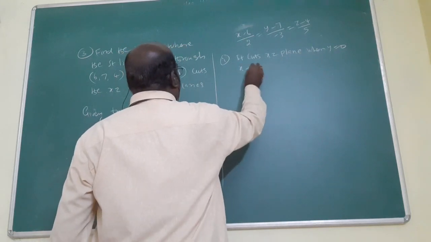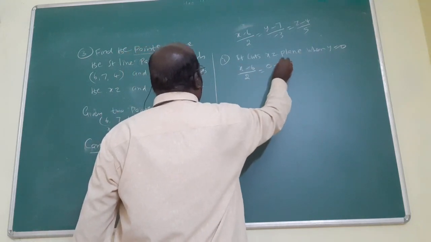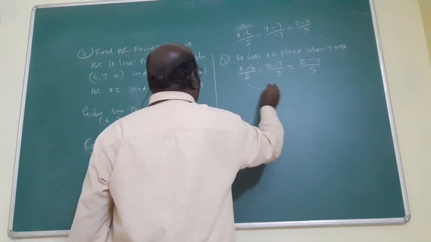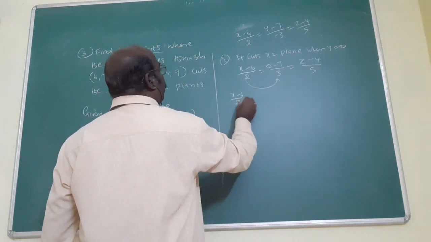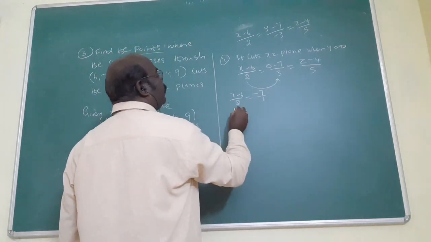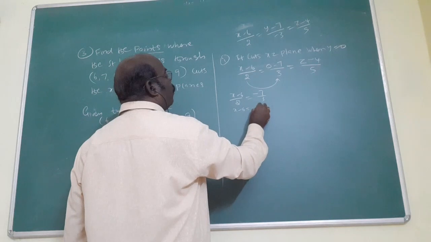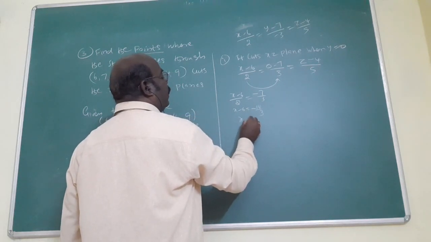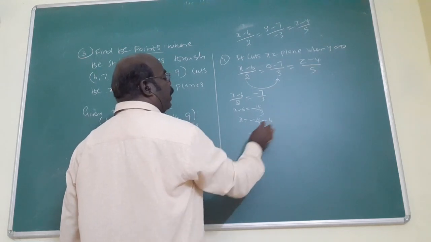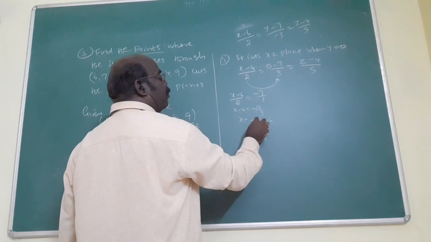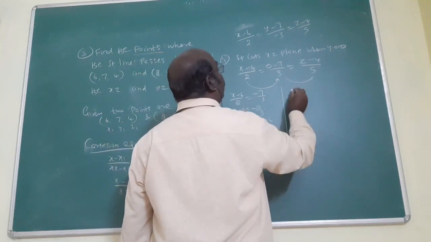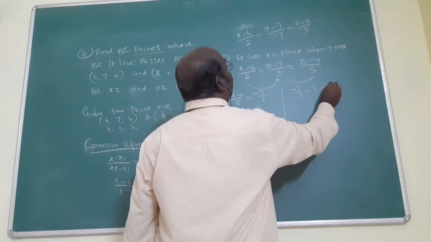Now, it cuts the XZ plane, so y equal to 0. Y equal to 0 means (x minus 6) by 2, (0 minus 7) by minus 3, equal to (z minus 4) by 5. Now equate this: (x minus 6) by 2 equals minus 7 by minus 3. Cross multiply: x minus 6 equals minus 14 by 3. x equals minus 14 by 3 plus 6. Take 3 as LCM: 18 minus 14, that is 4 by 3.